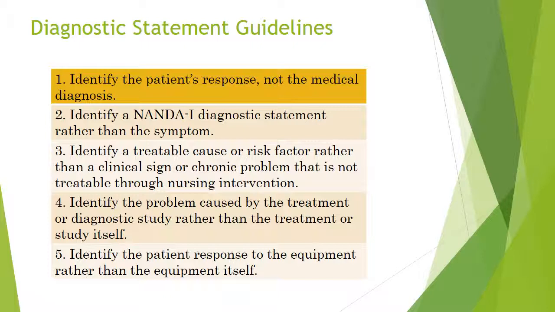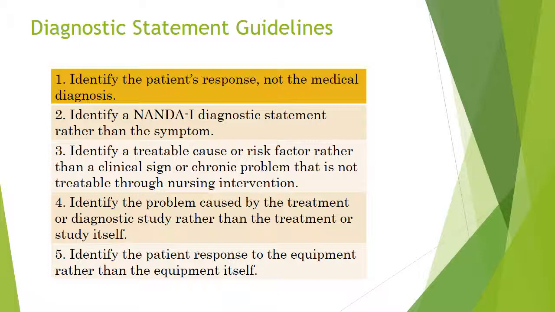So identify a NANDA diagnostic statement rather than the symptom, identify a treatable cause rather than a risk factor or a clinical sign, and avoid a chronic problem that is not treatable through nursing intervention. Kind of like we can't cure Parkinson's, so we can't cure dementia. So you kind of want to stay away from things like that. Now, a patient with dementia or Alzheimer's, maybe you want to prevent them from falling.